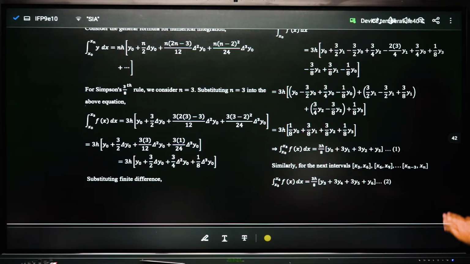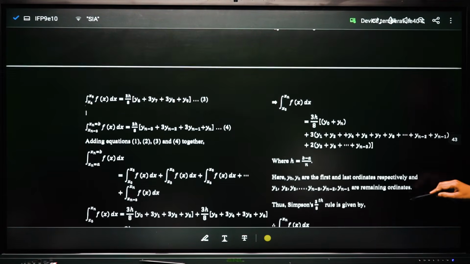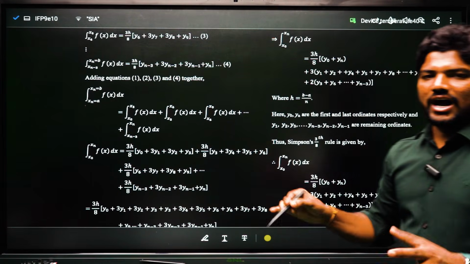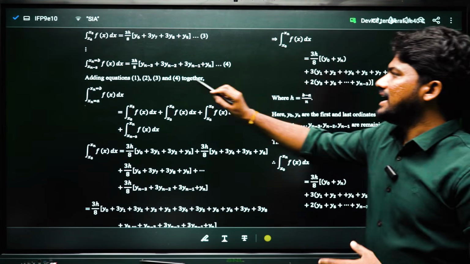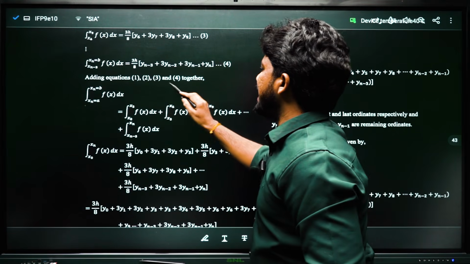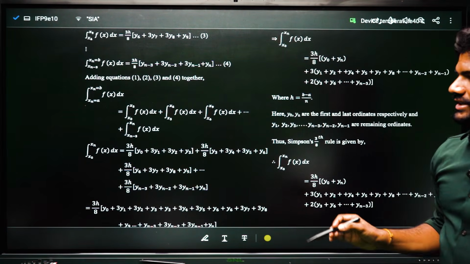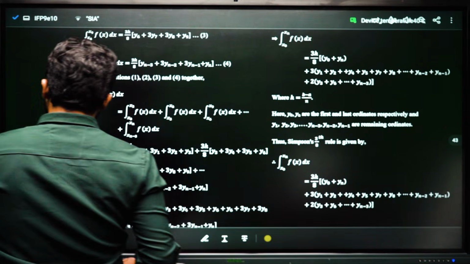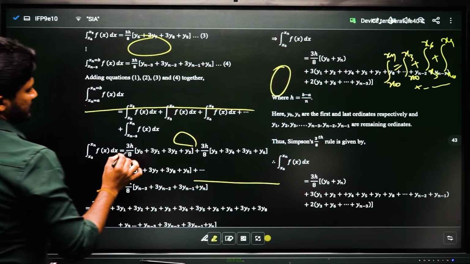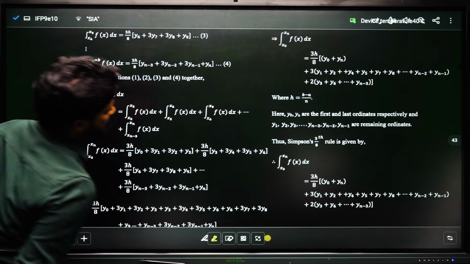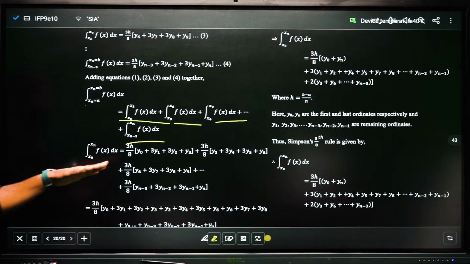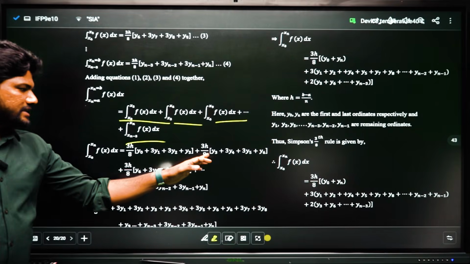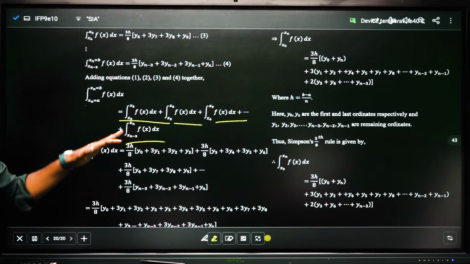Everything is as I explained in the previous problem. Same process follow here also. You get the same conditions. Now after applying all the conditions, take equation 1, equation 2, equation 3, add up all the equations. Adding up equations 1, 2, 3 and 4 together, you get the conditions like this. The process is the same, so I am not explaining in detail, just add the values. Okay, after that 3h/8 is common in every term.